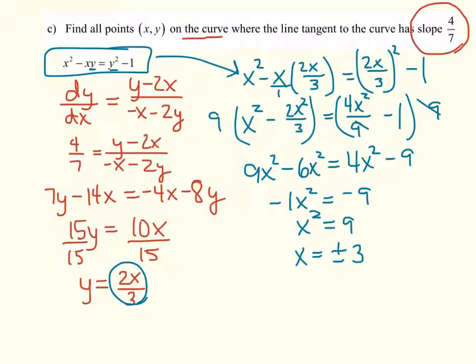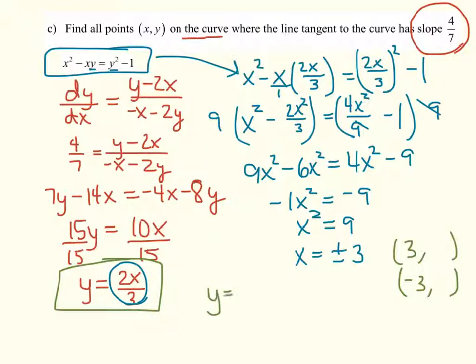Those are the x values of my points. So here we have 3 comma something, and negative 3 comma something. Where do I find my y values? Go back over here and look at what we have. y equals 2x over 3. So we solved for y earlier in terms of x. Now we found our x's. To go back and get our y's, we put those x's in, and then we will have our y's.